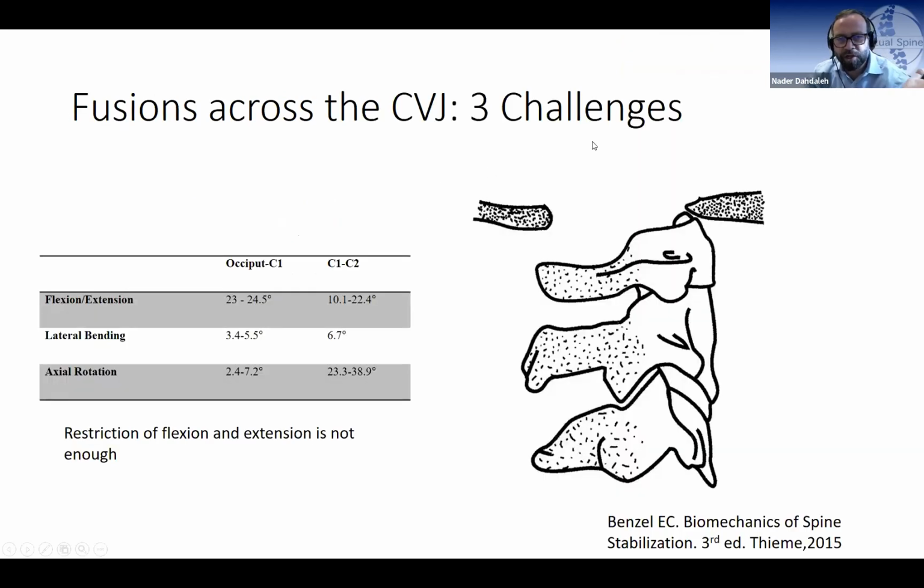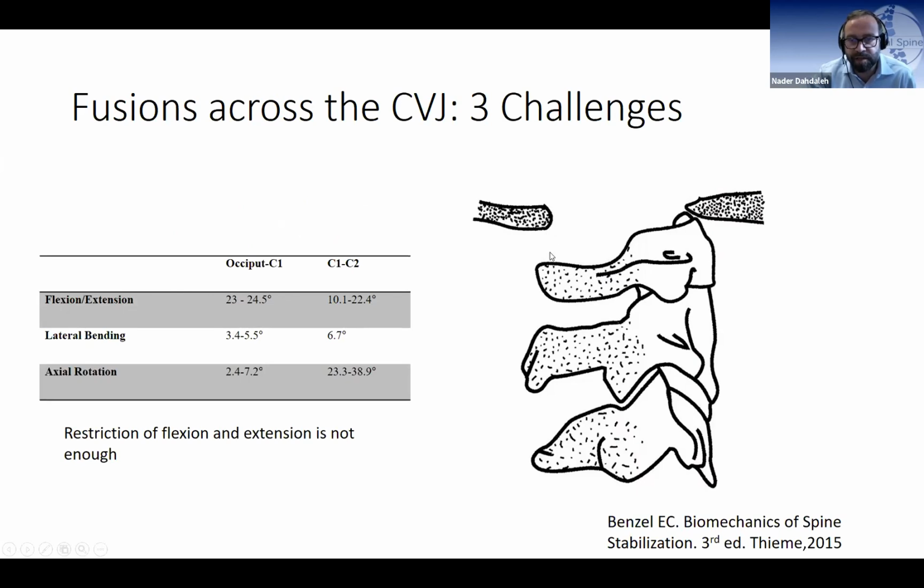Why is it challenging to achieve a fusion at the CVJ? Three major challenges. First of all, there are a lot of forces to combat, a lot of motion you need to eliminate to achieve a fusion. Number two is the bone density. The corticocancellous bone density of the occiput is much different than the corticocancellous bone density in C1 and C2, the upper cervical spine. So that makes it challenging for a fusion to take.